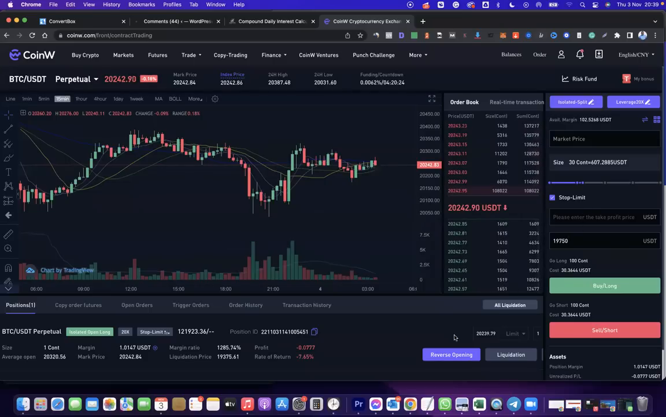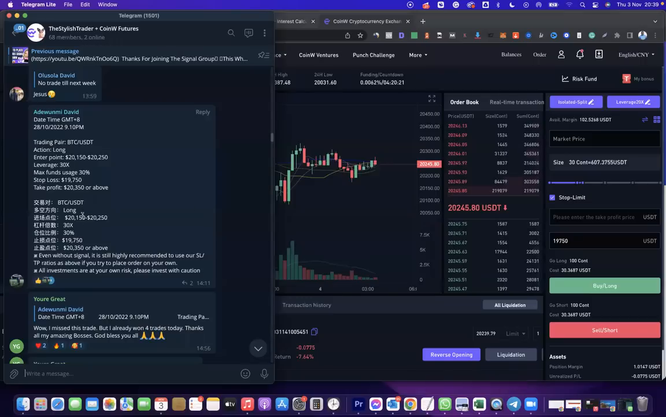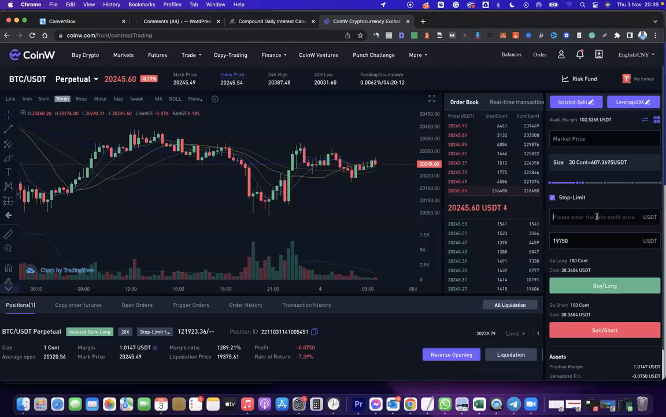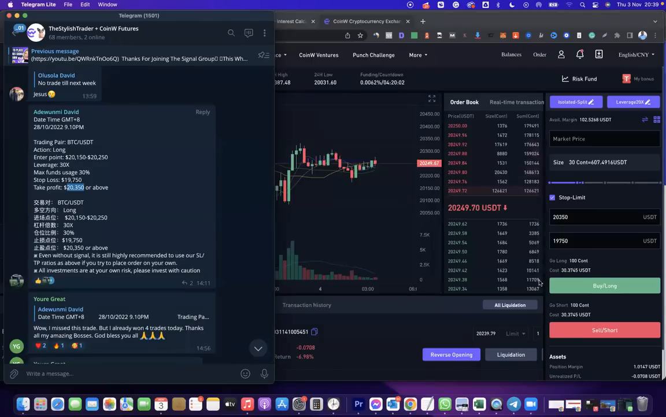Then the take profit, let me go back to the signal. Take profit is 20,350. I'm going to place that here. This is what we're going to be doing every day based on the challenge. Once you've done that, you click long because the action is long. Once you hit long, depending on how fast the market is, the platform is going to take profit for us automatically.